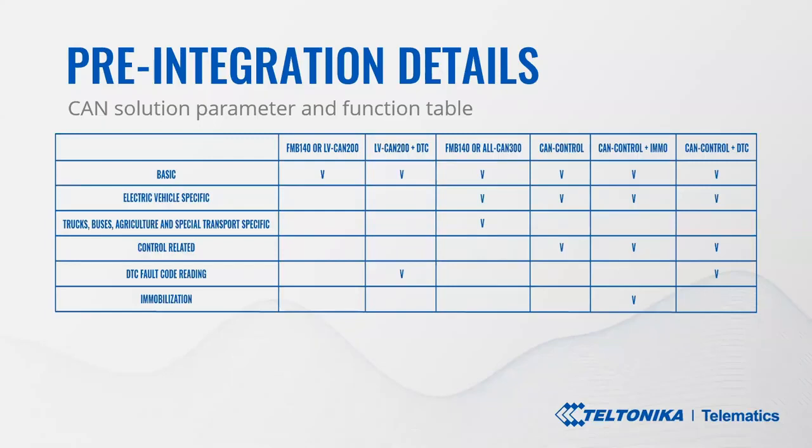There are also functionality related features. Control related features include door lock, unlock, trunk release, turn signal control, or other functions. These are supported by all of our CAN control adapters. We also have the ability to read DTC codes with specific units. This feature is supported by LV-CAN200 plus DTC or CAN control plus DTC. Additionally, and lastly, immobilization is available with our CAN control plus IMO unit.